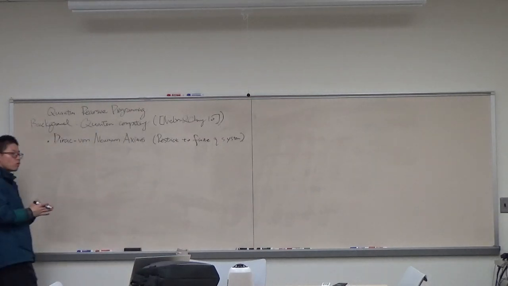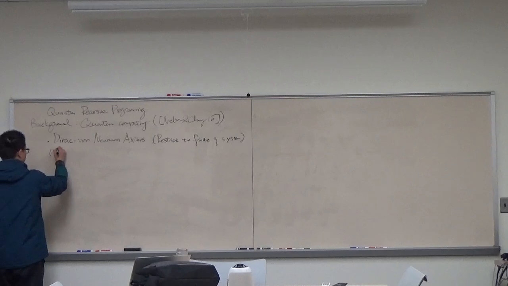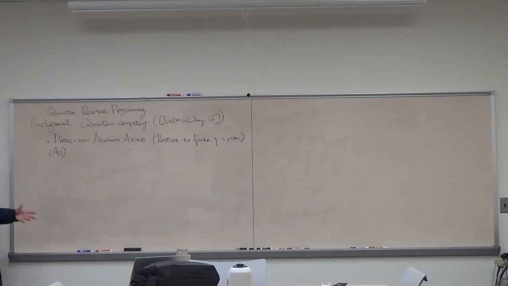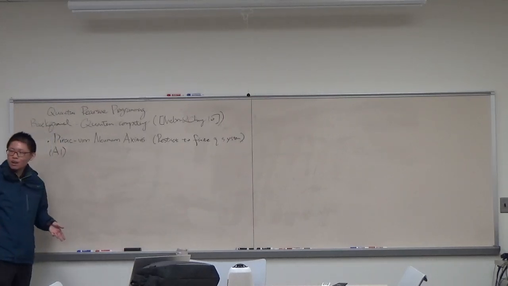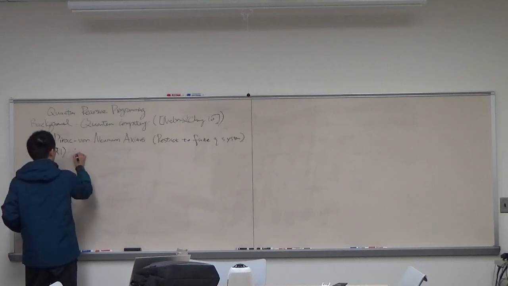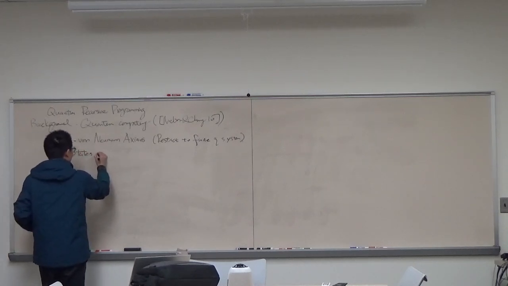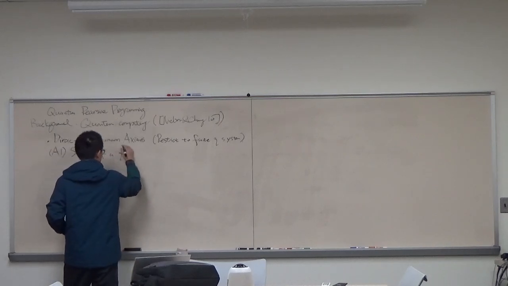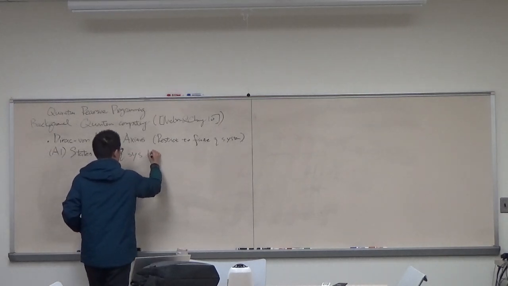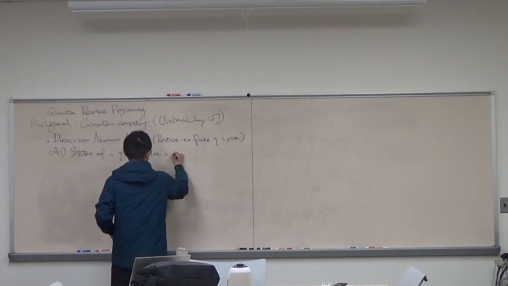Okay, so let's start with the first axiom, A1. This tells you what is the state of a quantum system. So the states of a quantum system live in a Hilbert space.